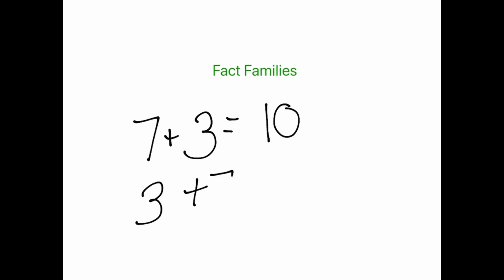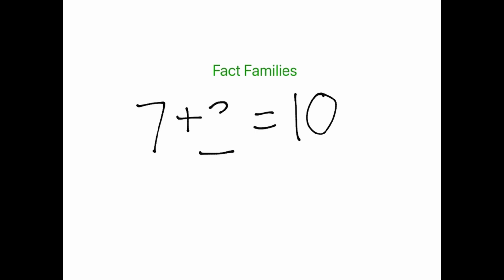Say we do the fact family 7, 3, and 10. These numbers are related because you can add the first 2 to get to the last number. You can also switch the first 2 numbers and you get the same last number. This is what makes it a fact family relationship.